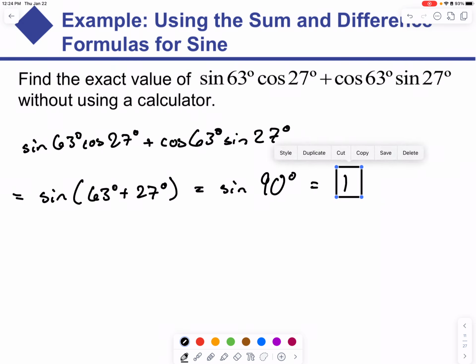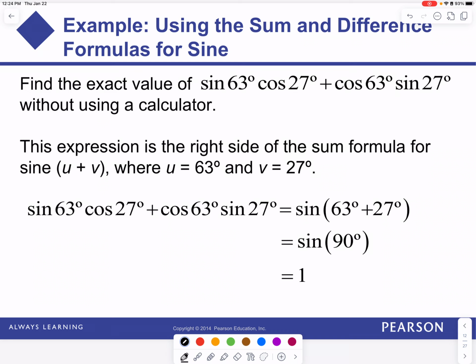Okay, so far so good. Okay, and let's compare this to our prepared notes. So this expression is the right side of the sum formula for sine of u plus v, where u is 63 and v is 27. So what we did was pretty much the same thing they did. It condenses down to sine of 90, which is 1.